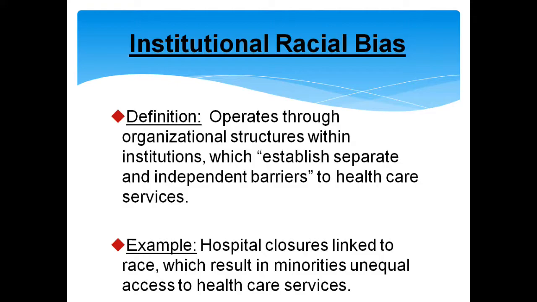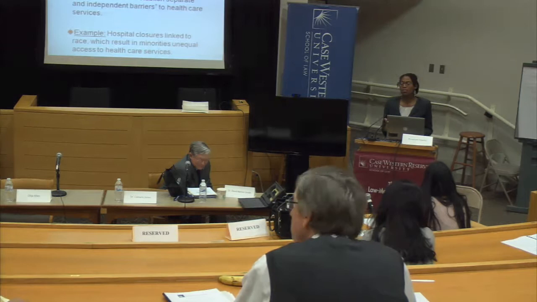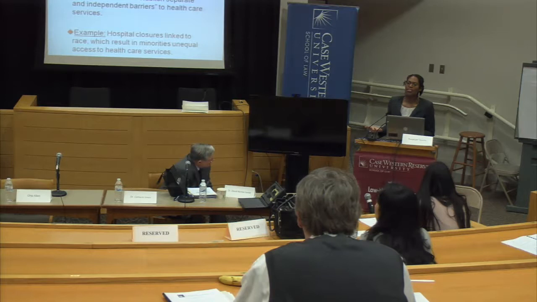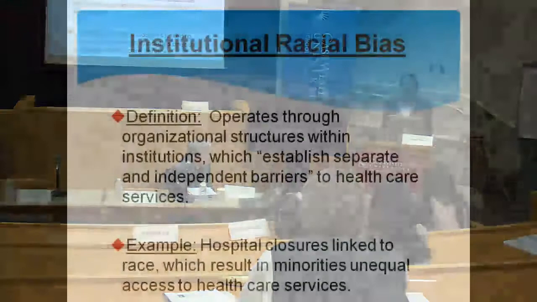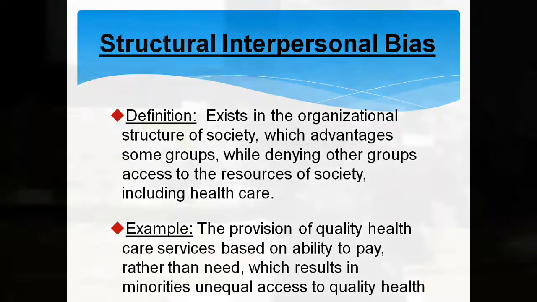Institutional racial bias looks at more of these neutral policies, even though some will argue they're not. Dr. Alan Sager actually is going to present tomorrow on an example of this, where from 1937 through 2006, hospital closures have been linked to race more so than anything else. And so we begin to ask this question, how can we address these neutral policies that have a disproportionate effect on one particular group? Finally, structural interpersonal bias, which is how we structure our healthcare system.